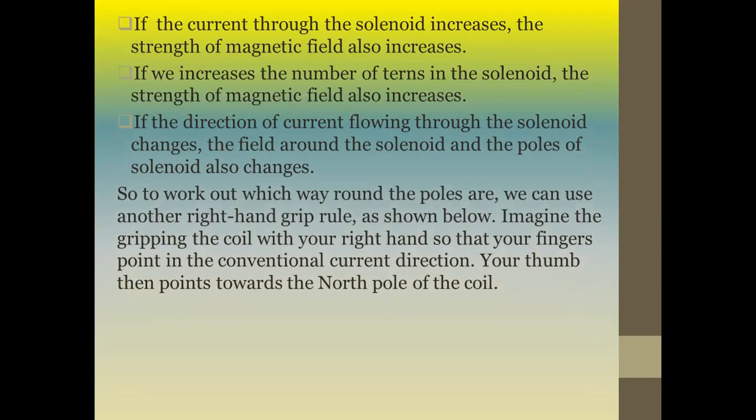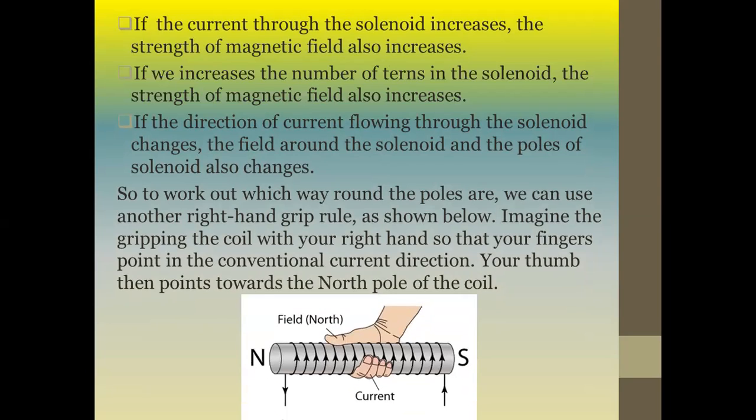So to work out which way around the poles are, we can use another right hand grip rule as shown below. Imagine gripping the coil with your right hand, as shown in the diagram, so that your fingers are placed in the direction of the turn of the coil. The thumb then indicates the north pole, and the opposite end is the south pole. So the direction of the current is indicated by the fingers and the thumb indicates the north pole.